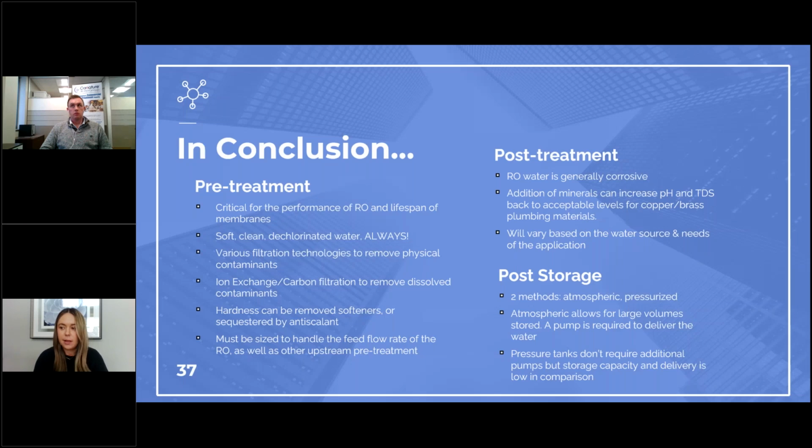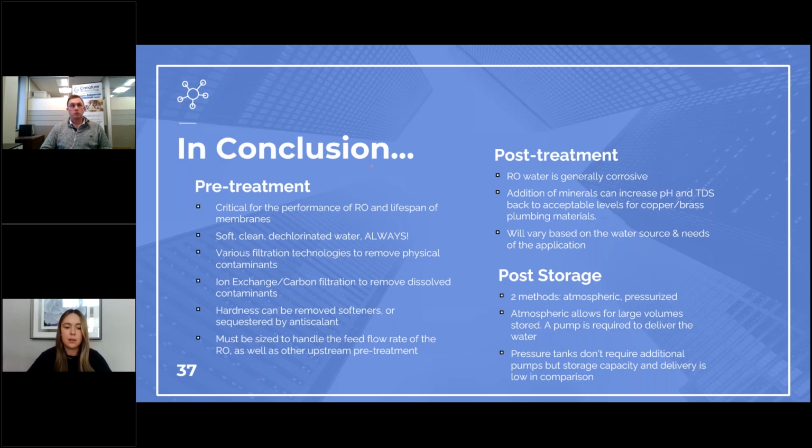So that is my last example here. To conclude on everything today, your pre-treatment is critical for the performance and the lifespan of your RO membranes. Soft, clean, and dechlorinated water should be present always. So 24/7. If it's not available, you should have some sort of communication to make sure the RO isn't running if your pre-treatment's not doing its job, or if it's in backwash.